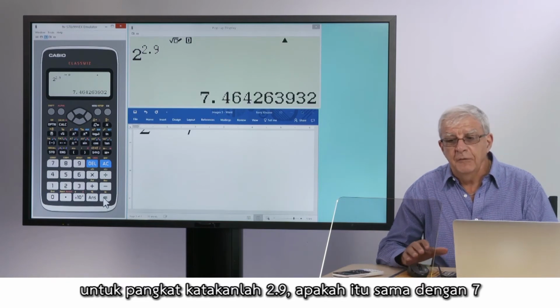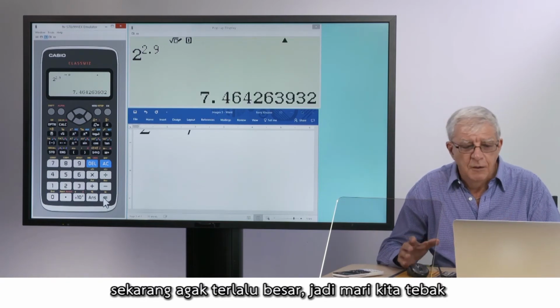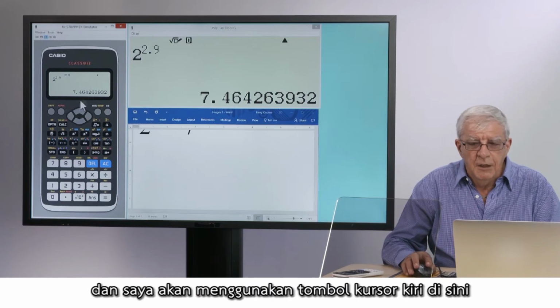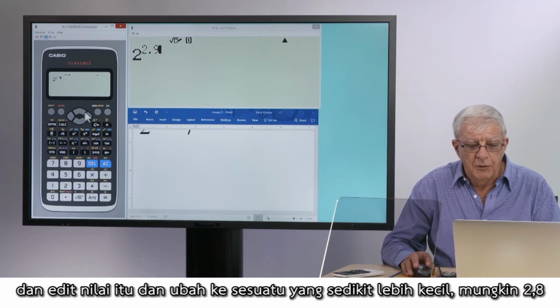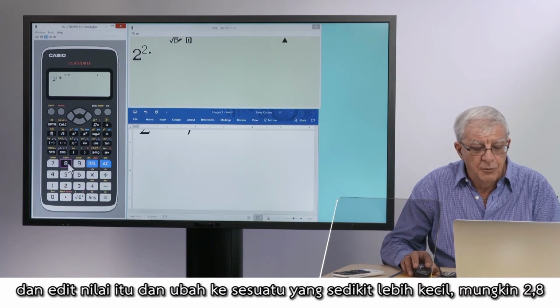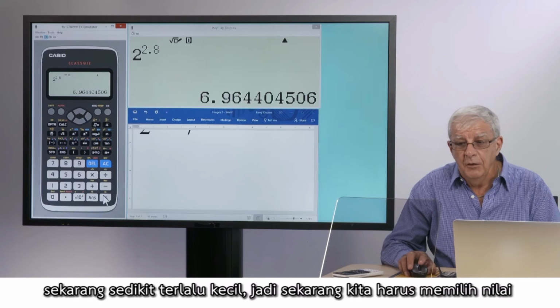Is that equal to 7? No, it's a little bit too large. So let's improve the guess, and I'm going to use the left cursor key here and edit that value and change it to something a little bit less, maybe 2.8. No, that's a little bit too small.